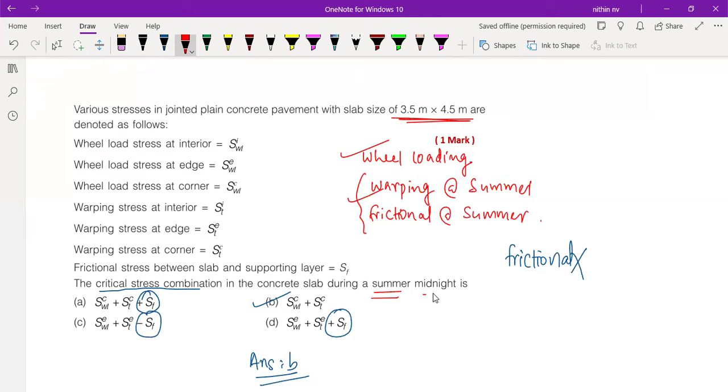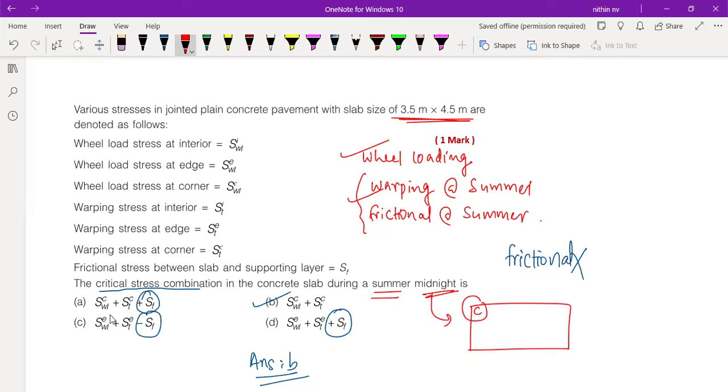Now, the second thing is the data at midnight we need to consider. At midnight, always we need to consider the stress value at the corner point, right? At the corner, whatever be the warping stress and whatever be the wheel load stress, that's what we need to consider.